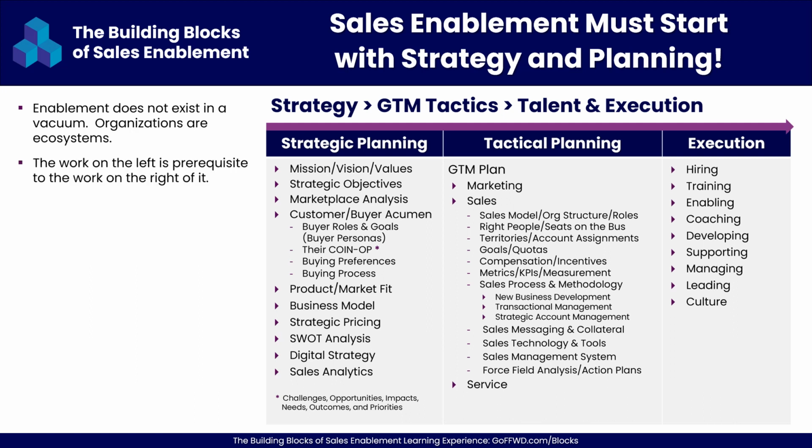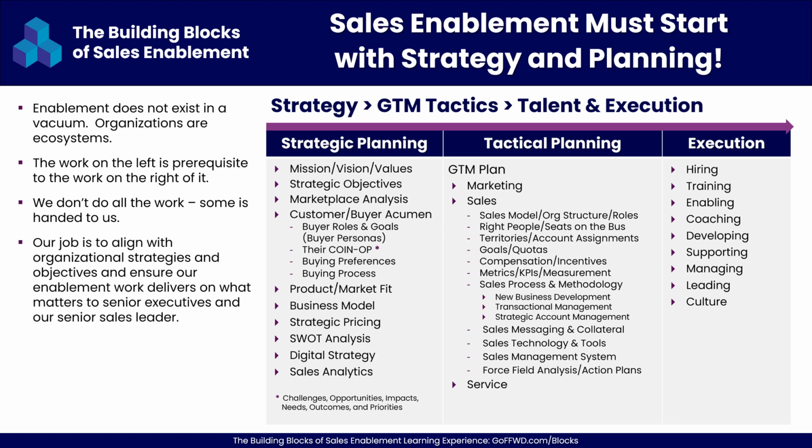The bottom line here, though, is the work on the left is a prerequisite to the work to the right of it. Strategic planning must be done before tactical planning can be done effectively, and that planning must be done before you can execute. We don't do all of the work in sales enablement, do we? Some of this is handed to us. Our job is to align with organizational strategies and objectives and ensure that our enablement work will deliver on what matters to senior executives and our senior sales leader.